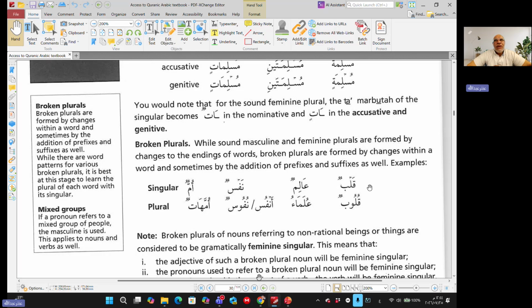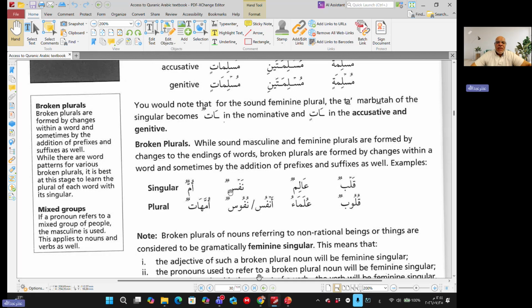But we cannot say qalbun or qalbin. Why? Because this is a broken plural. So the plural of it is qulub. What happened is that we added a waw in the middle of the word, but it is not about adding the waw, it is just the pattern. Alim, which is a scientist or a scholar. The plural is ulama, which is a totally different word. The root of the word, the ain, the lam, and the meem, are still there.